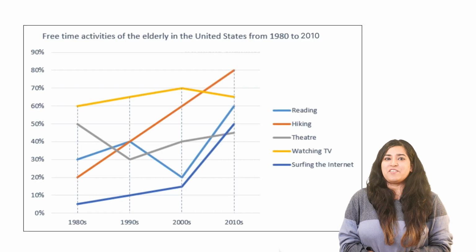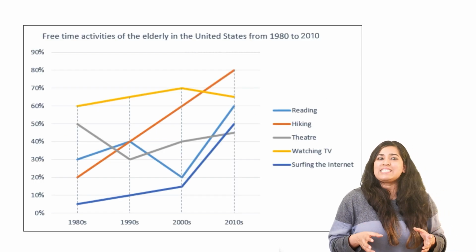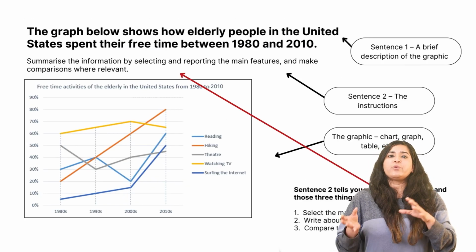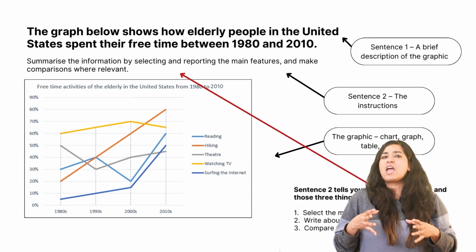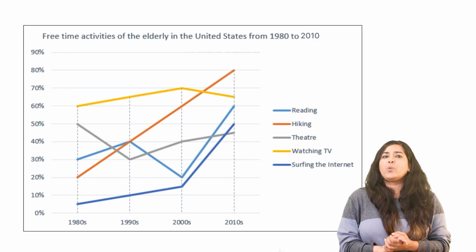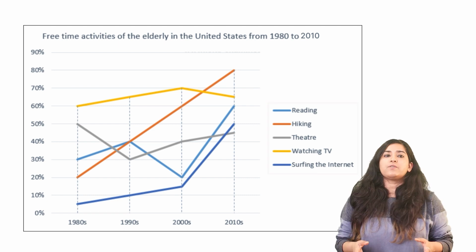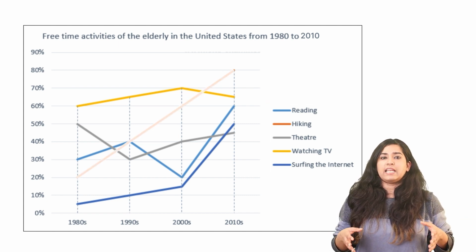This is actually my favorite part. The great thing about this task is that the graphic isn't very difficult to interpret. Remember, you are being tested on your language skills and not your mathematical ability. We just need to identify the main features. So let's do that. First of all, for hiking, there's always been a steady increase.